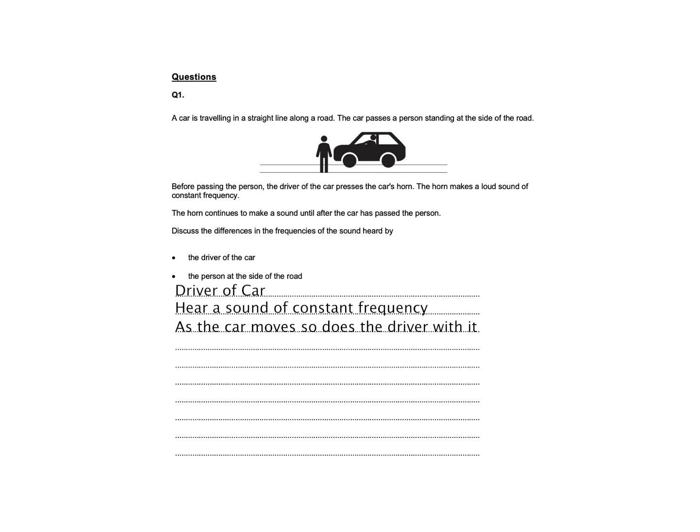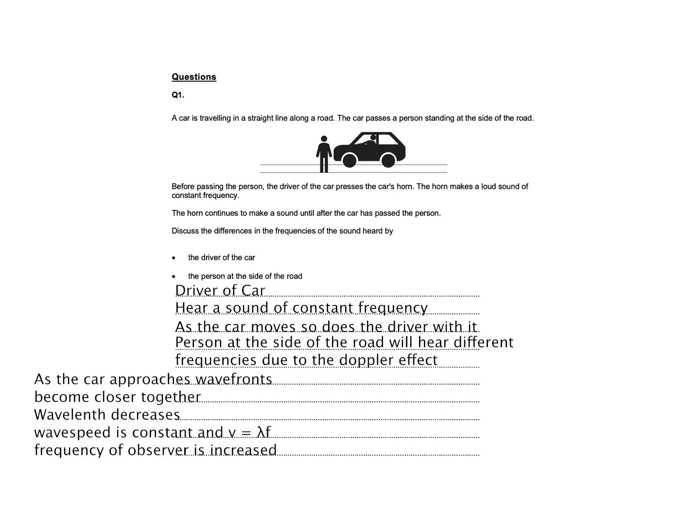However, the person at the side of the road is going to hear a different frequency due to the Doppler effect. As the car approaches, there is a smaller relative wavelength because of those wave fronts being compressed. Therefore, because the wave speed of these waves from the horn is not changing, the frequency will be higher as the car approaches. So they'll hear a higher pitch sound.